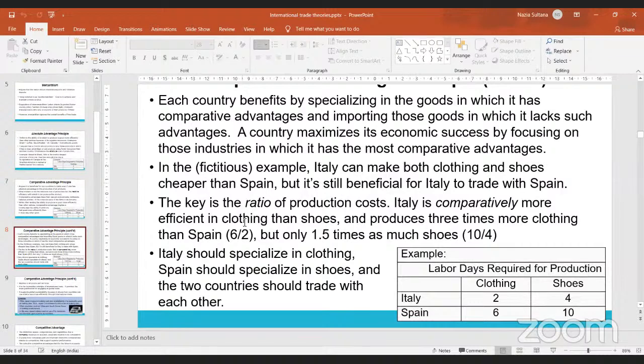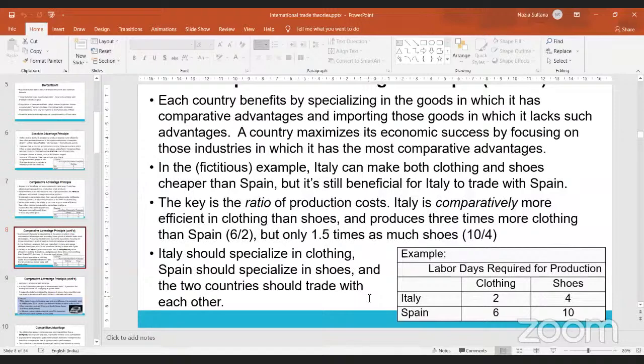They both can make clothing and they both can make shoes. So Italy is able to make both cheaper than Spain. So for whom would it be efficient? You basically calculate not only in terms of time taken, but also in terms of cost. So time taken and cost. Now you are taking two parameters and then saying which country should specialize in which one.